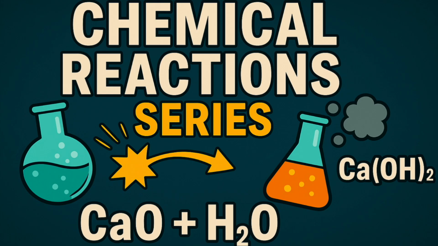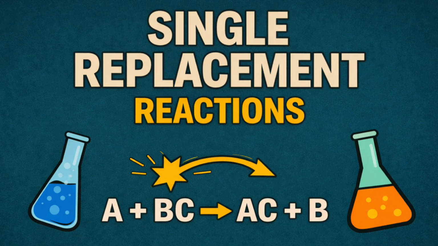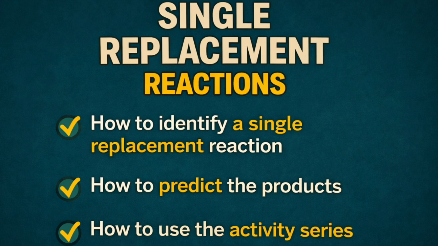In our last lesson, we talked about complete and incomplete combustion reactions. But today we're going to be learning a brand new type of chemical reaction called single replacement reactions, also known as single displacement reactions. Both terms essentially mean the same thing. In this video, you'll learn how to identify a single replacement reaction, how to predict the products, and how to use the activity series. So, let's get started.